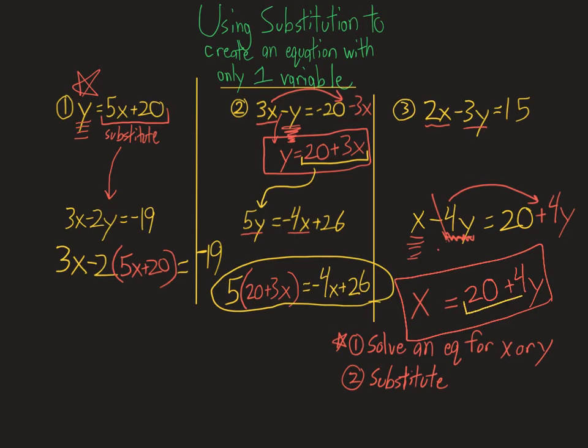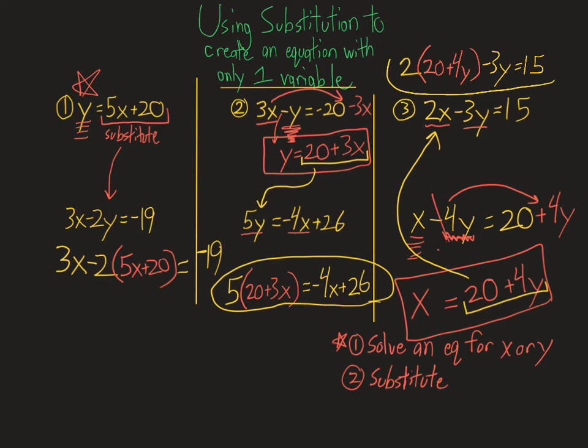And right here is what we can substitute with x in the top equation. Right there. So if we rewrite it, we've got 2, and then take that x out, and we're going to replace it with the 20 plus 4y. And finish that equation. Minus 3y equals 15. And we now have an equation solved for just one variable. Okay. I'm hoping this stuff is starting to click for you.